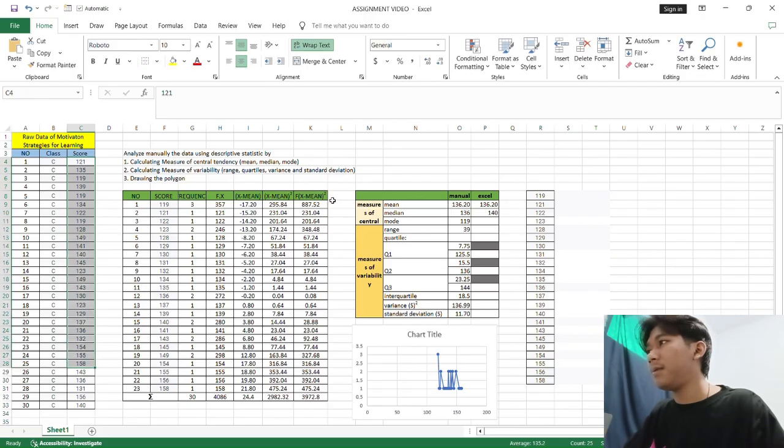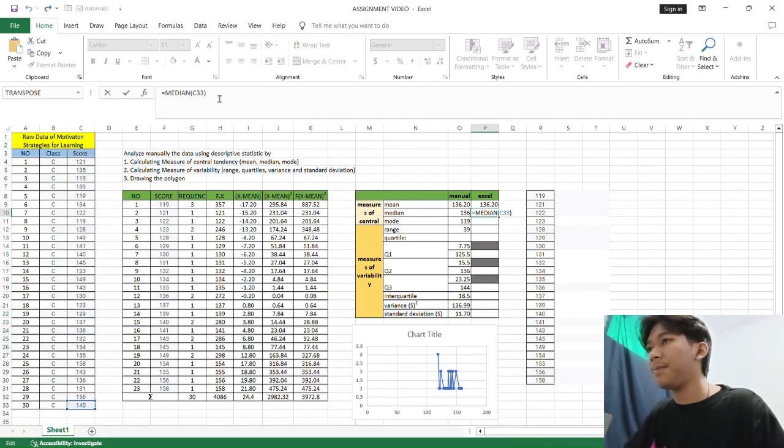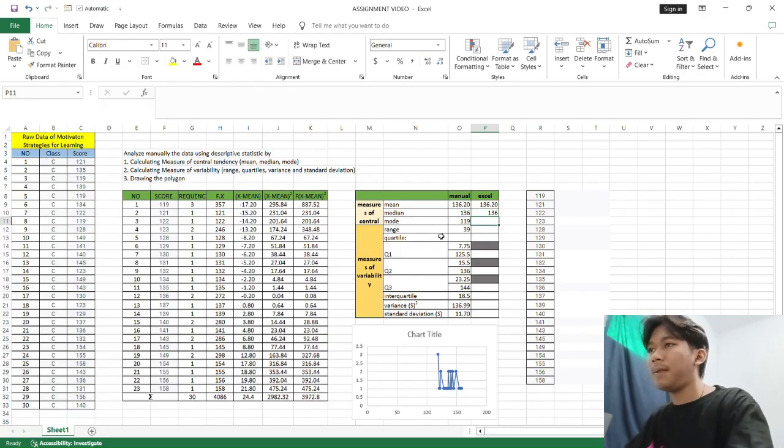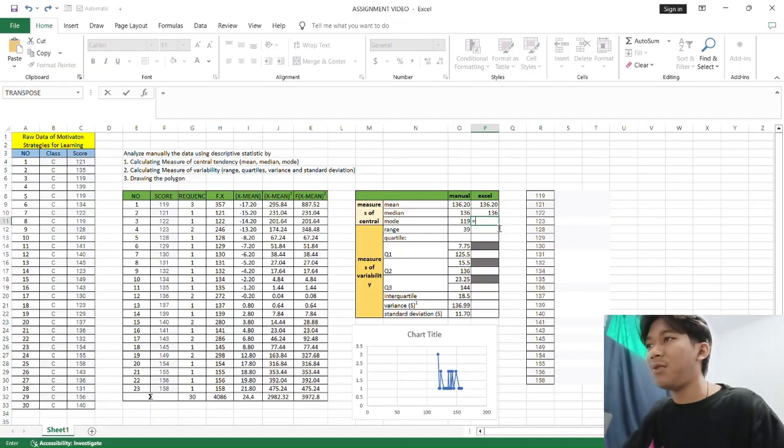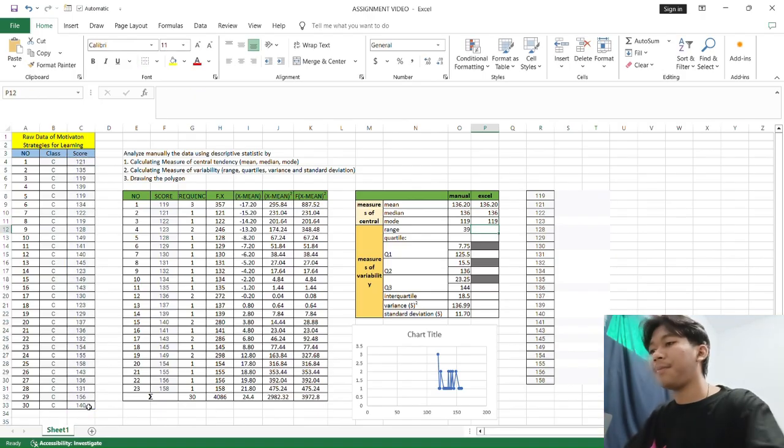Median. Oh, there's a mistake, guys. I think I need a new mouse. Just like that. There we have it. There's our median. And for the mode, we just use the function mode and then select our row data, and there we go. We have our mode.